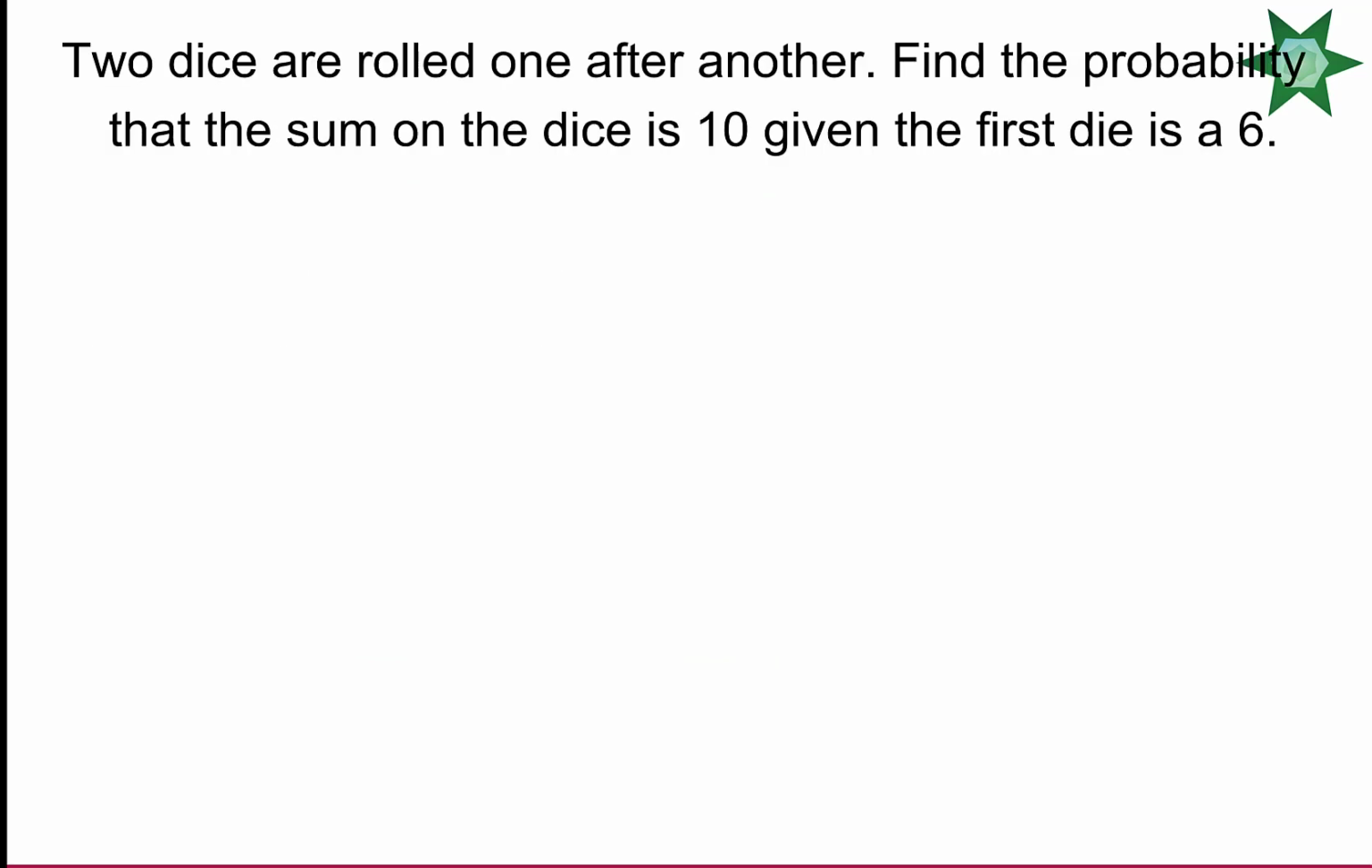2 dice are rolled one after another. Find the probability the sum on the dice is 10 given the first die is a 6.